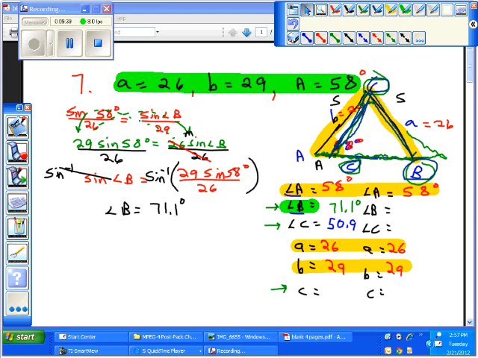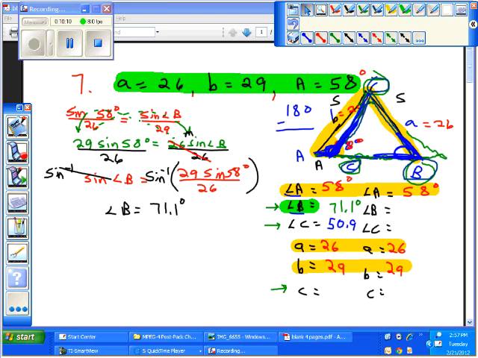Now let me explain this for just a moment. I drew the picture, and we know that this possible angle B and this possible angle B are supplementary. They add up to 180. So to get the second choice, we would go 180 minus the first choice. Now that's looking at this picture that we've got drawn, that this angle and this angle, the two possible angle B's, are supplementary.